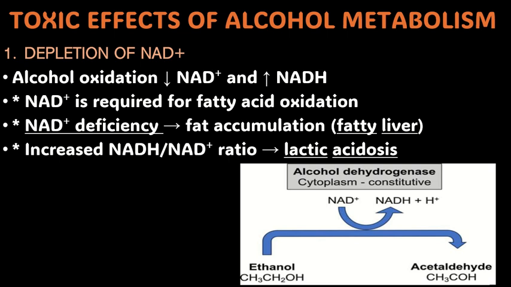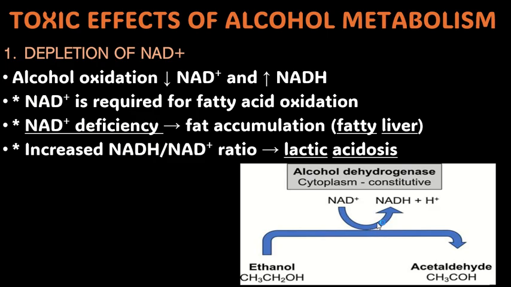So the first toxic effect is the depletion of NAD+. Let's see what it is. So we know that in the metabolism of alcohol, the first step is that ethanol becomes acetaldehyde, right? This is by the enzyme alcohol dehydrogenase. And during this process, NAD+ is utilized. It will be reduced to form NADH. So what happens here is NAD plus is decreased and NADH is increased.